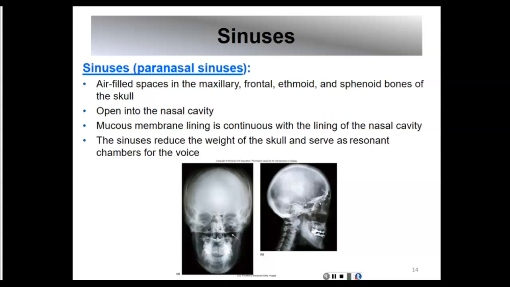It also helps resonate your voice, which means to kind of vibrate the sound waves for your voice. If you've ever had congestion in your sinuses, you feel like your voice sounds different to you because of that lack of resonation. So you've probably experienced the difference in the sound of your own voice when those are congested. The cavities themselves have mucous membrane lined in them as well.